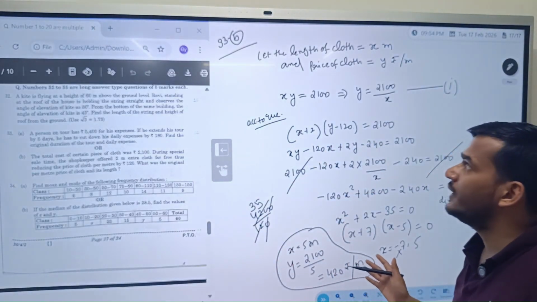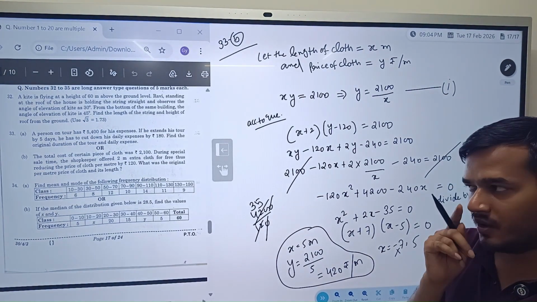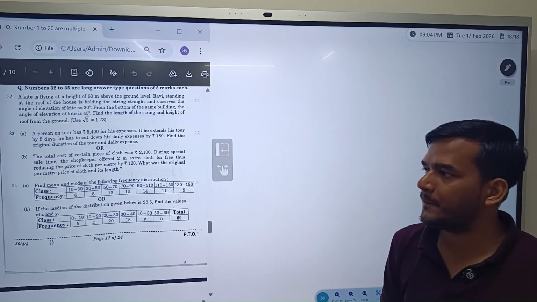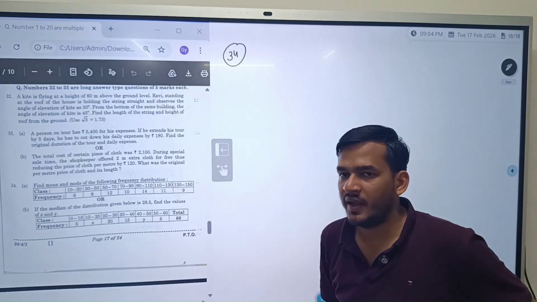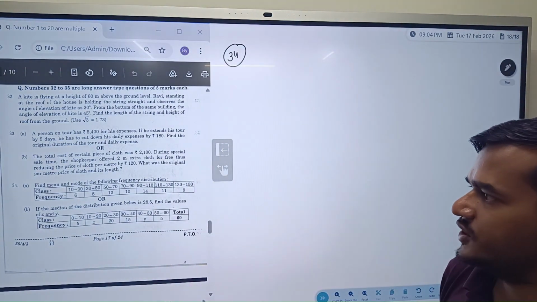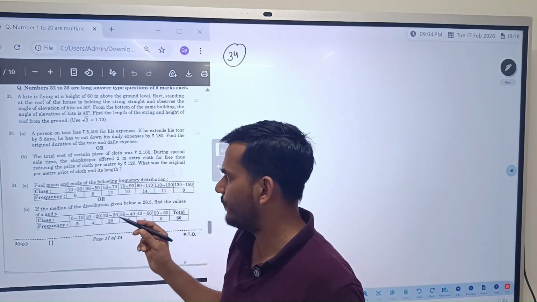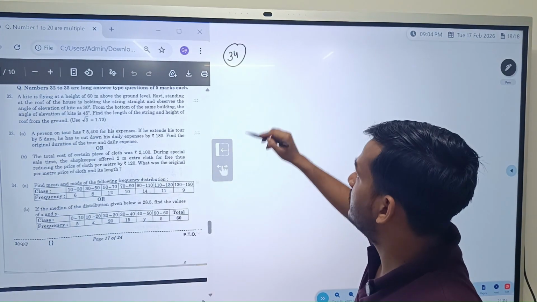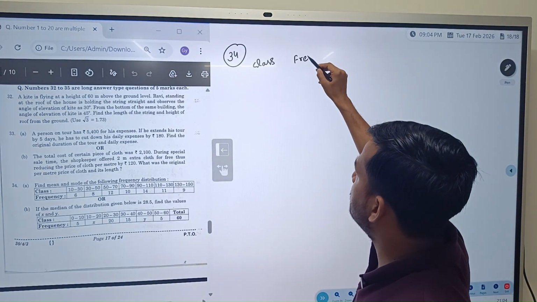So this was our 33rd question, which was from the quadratic equation. Moving to the next question, 34. Find the mean and mode of the following frequency distribution. So in this, you have to find the mean and mode. This is a continuous frequency distribution, so we will write class and frequency.